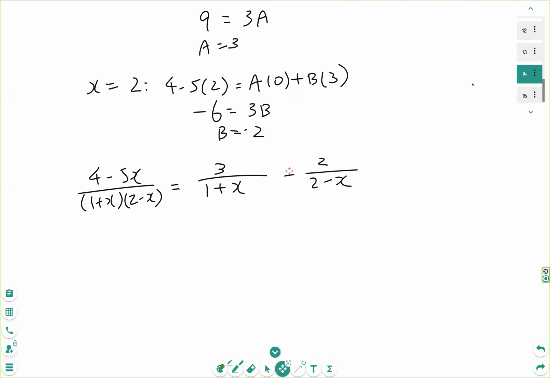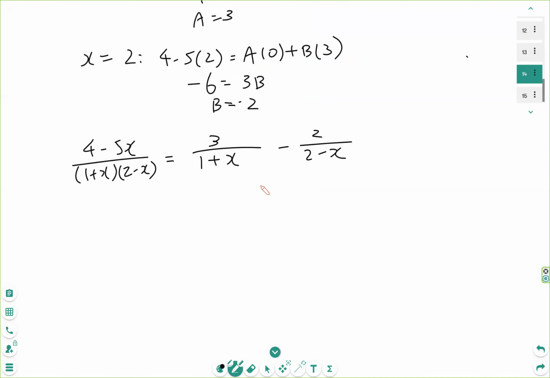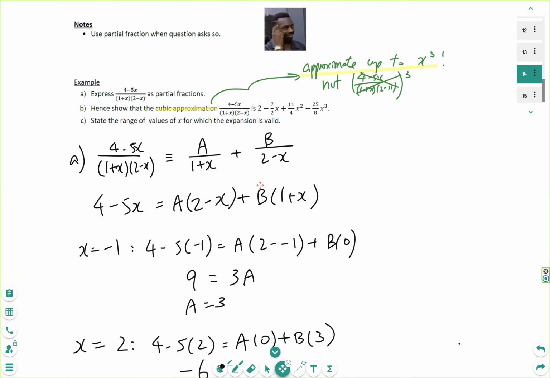So how do we do that? For part B, to approximate this up to the x cubed term, we basically want to work out 3 over 1 minus x minus 2 over 2 minus x. Now, how do I know to use the partial fractions rather than the original fraction? Because of the word hence. The word hence means use the previous result. Usually that will give you an easier way out. It's like a hint.